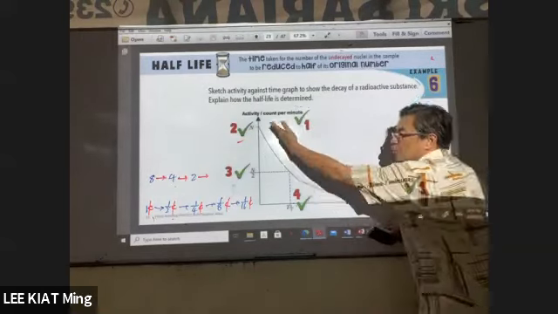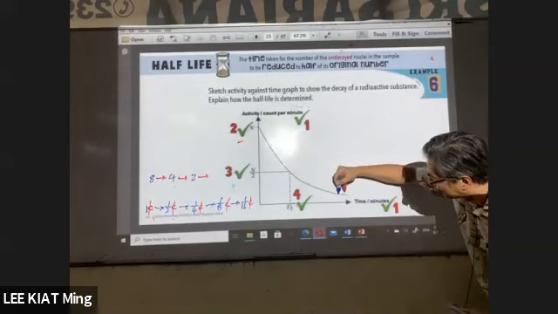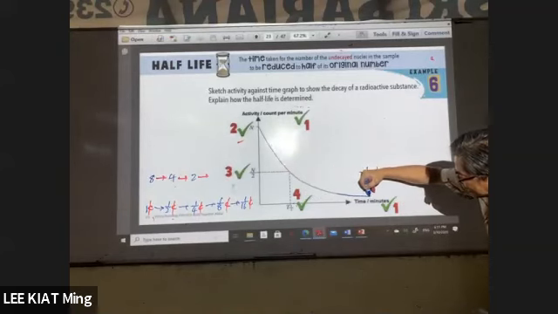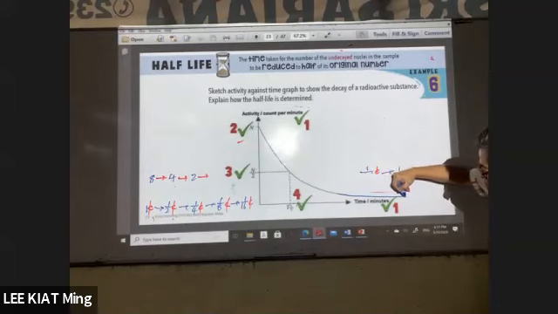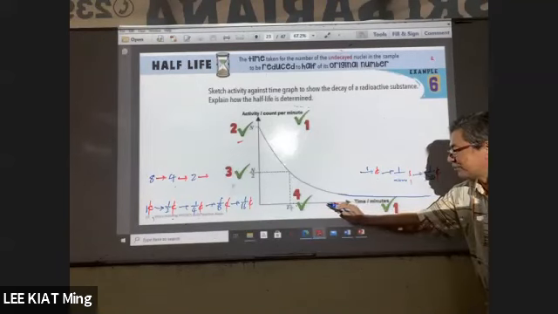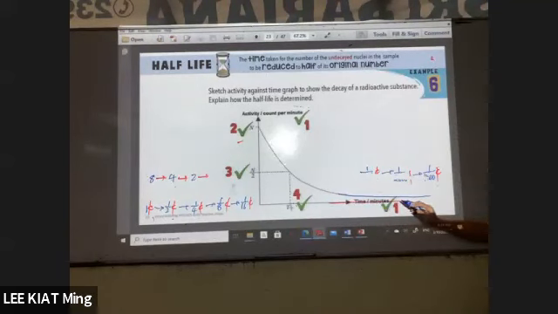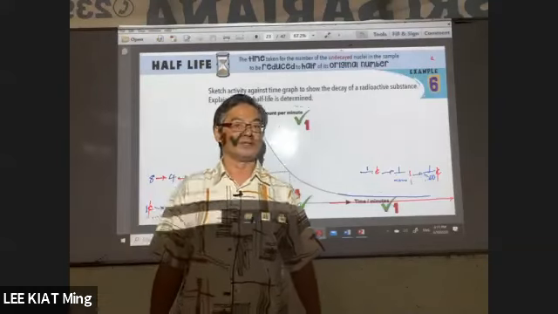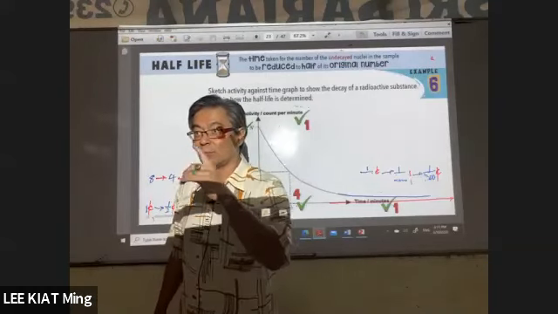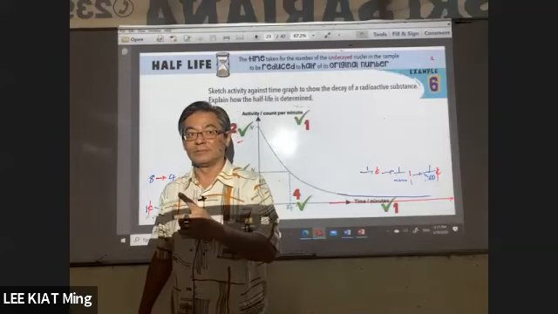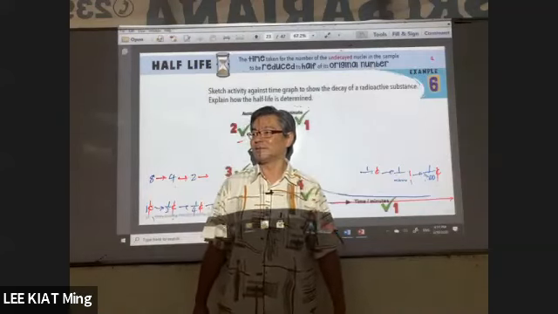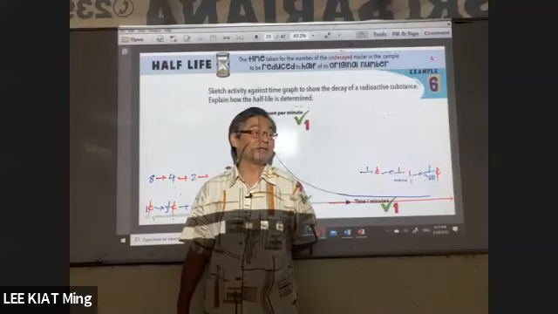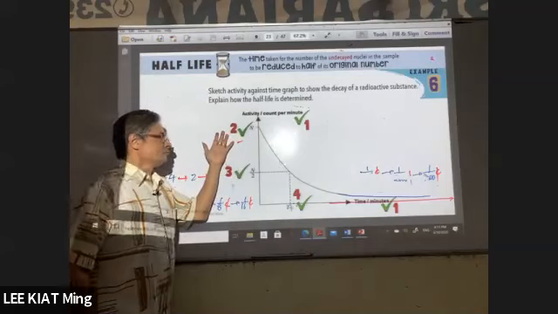No matter how small, your graph will drop. You still continue. Your mother keeps asking you, son, got money? It never reached zero. It never cuts. Clear? If every one of you spend your money like this, you never go broke. Your mother only gives you money one time in your lifetime. Clear? Understand? Alright.